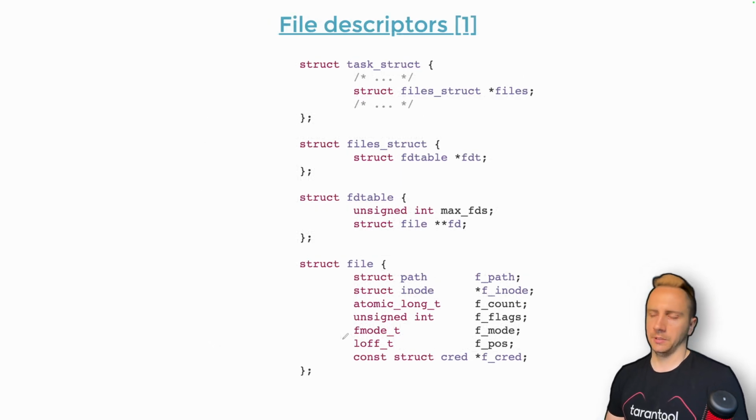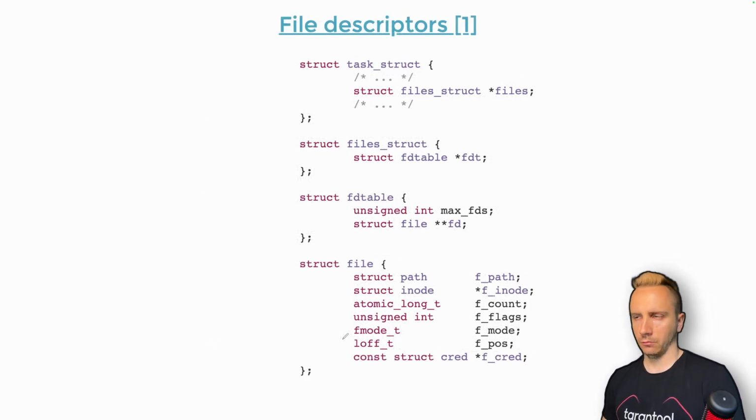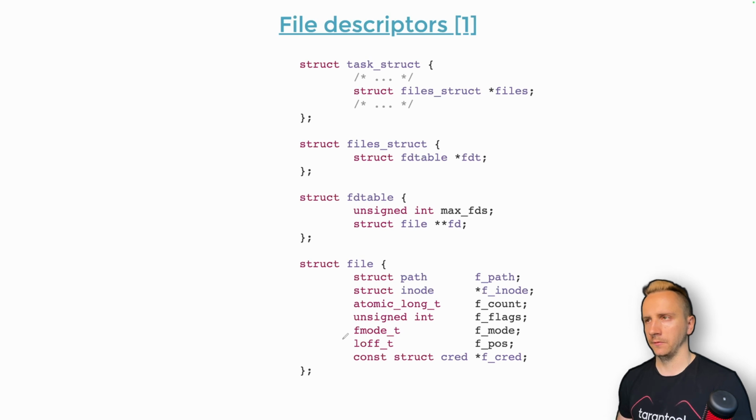Memory is not the only process resource. Another one, and sometimes even more complex to understand, is, surprisingly, file descriptors, or the file descriptor table of the process.